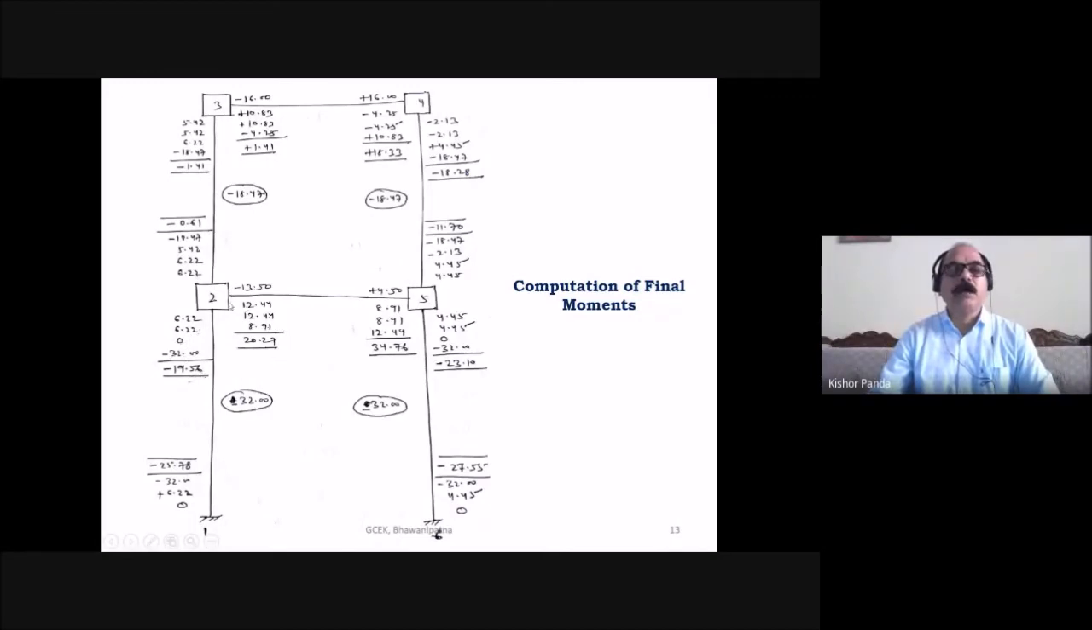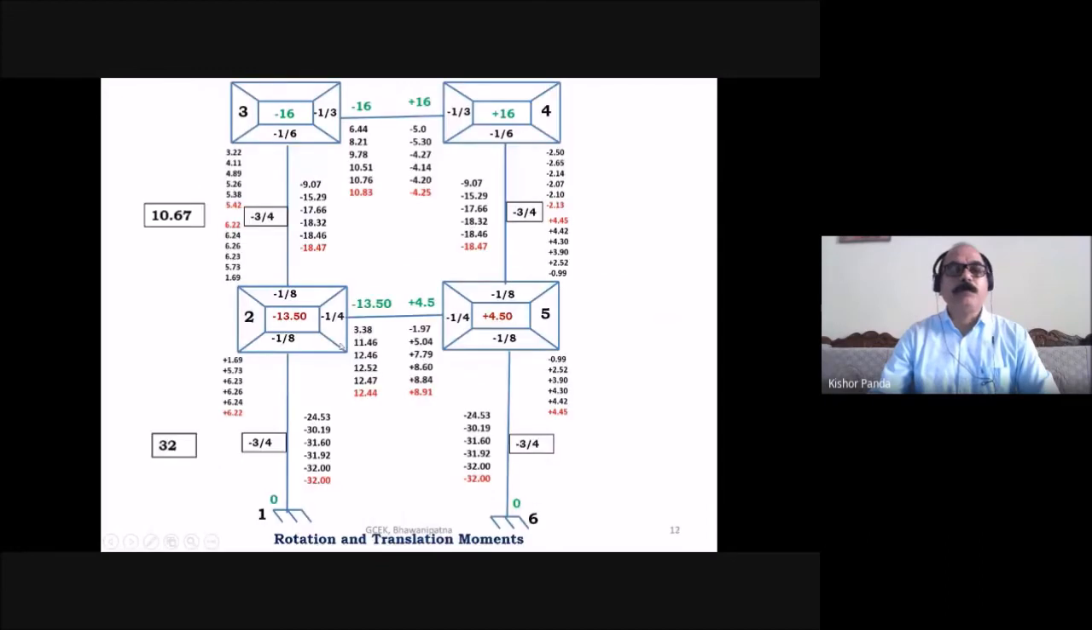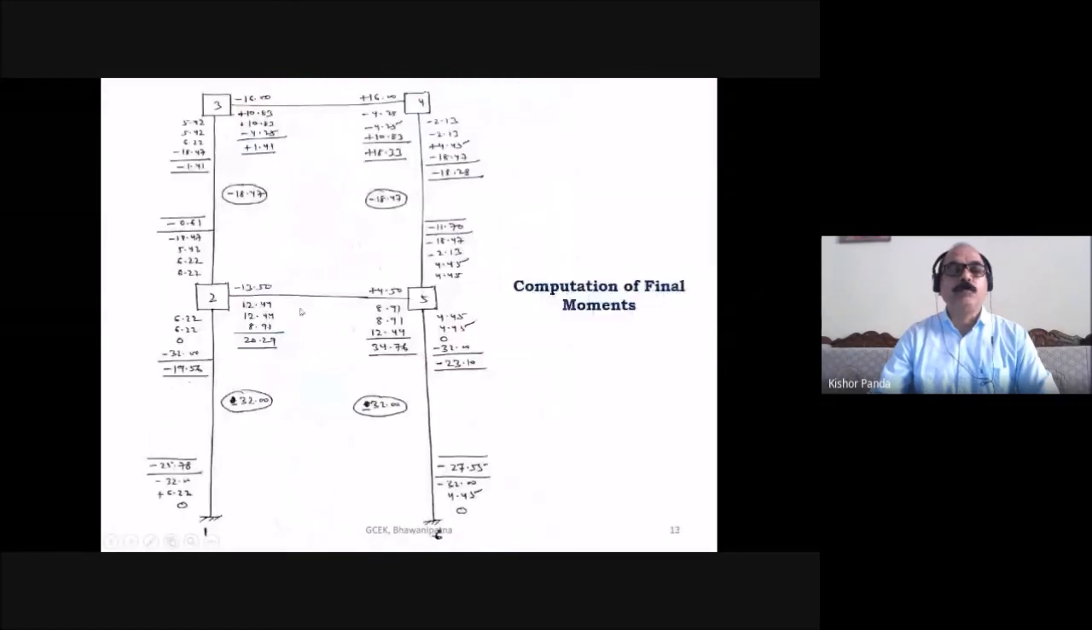Similarly, find out M25. Here this is the fixed moment at the end of the member, this is the near end rotation moment 2 into 12.44, and this is the far end rotation moment plus 8.91. But here you do not consider the translation moment, this is not required. Minus 13.50 plus 2 into 12.44 plus 8.91. So this is equal to M25.